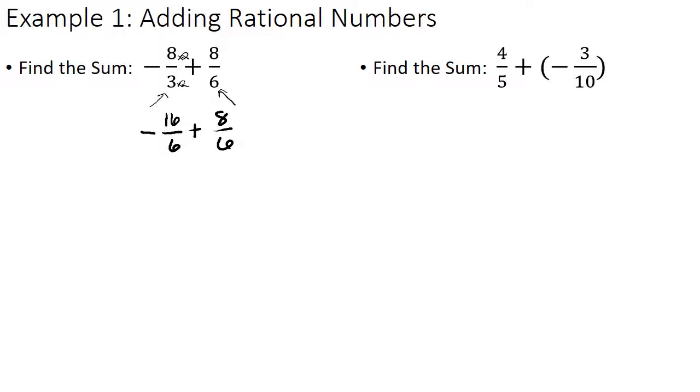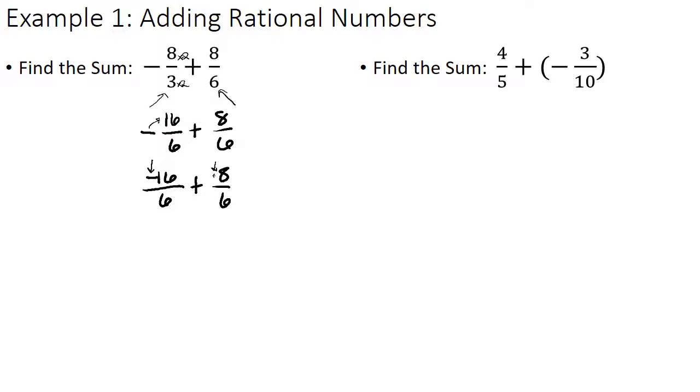Now this negative sign can come up into the numerator right here, and we're going to have an equivalent expression. So negative 16 over 6 plus 8 over 6 is the same thing as negative 16/6 plus 8 over 6. So we have negative 16 plus 8. Since this is a negative and this is a positive number, we can then just treat it like normal subtraction.